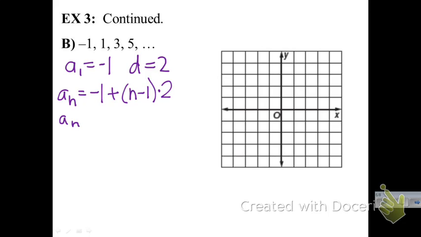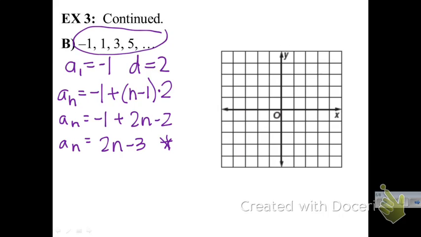We distribute the 2 through, we get negative 1 plus 2n minus 2. We combine like terms and we get 2n minus 3. At this point you can decide either to graph using this equation, or you can use your sequence to create a table. I'm going to go ahead and graph by the equation.